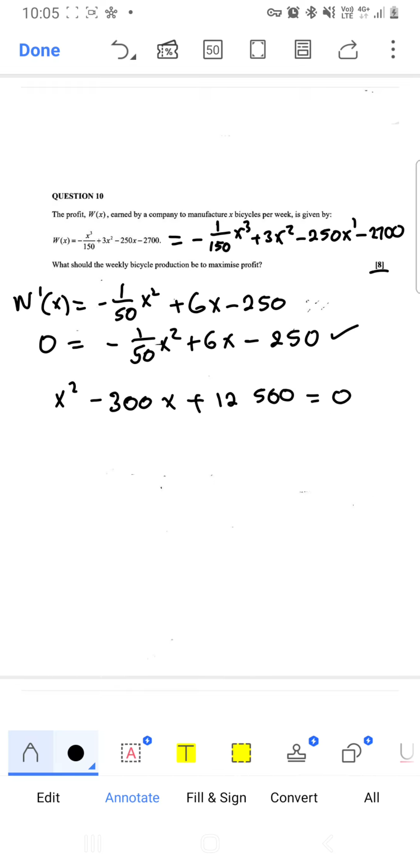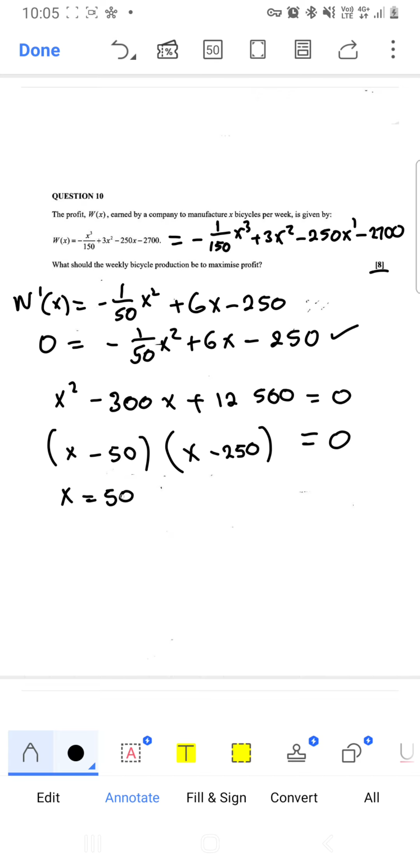So now let's factorize. When we factorize, we look for the factors of 12,500 that will give us the sum of the middle coefficient, which is negative 300. So it's x minus 50, x minus 250. So x is equal to 50 or x is equal to 250.